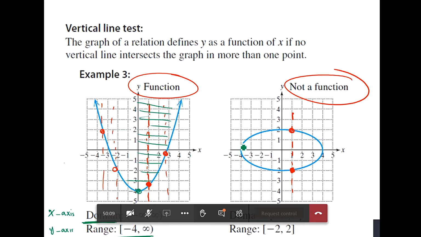Look at the second graph. The x starts from -4 and ends at 4. So the domain is from -4 to 4. But the range starts from -2 and ends at 2. So the range is from -2 to 2. Okay. Any question?